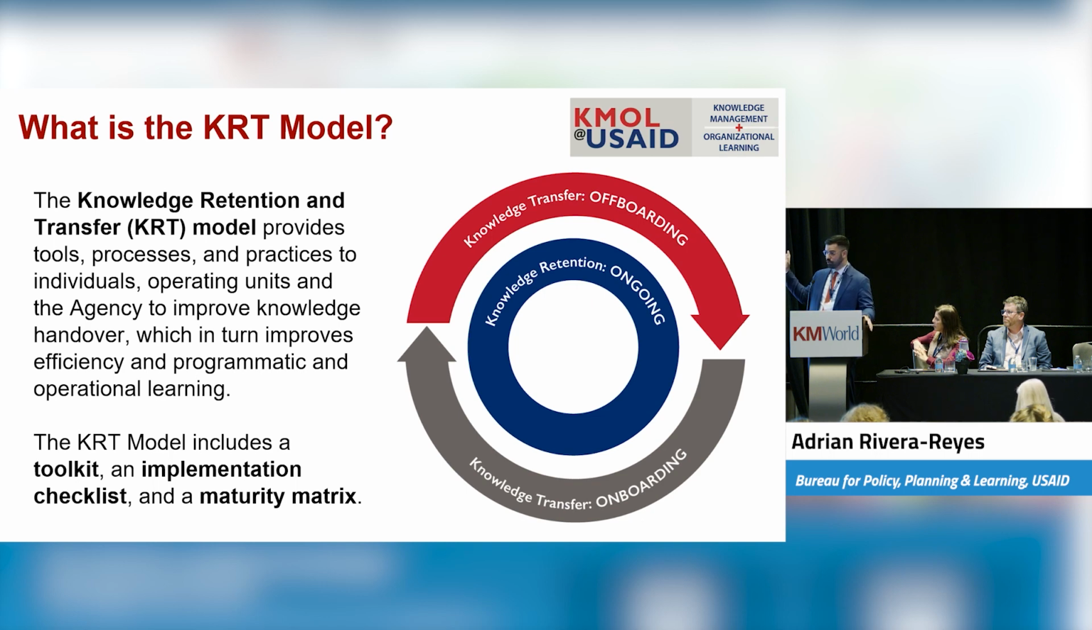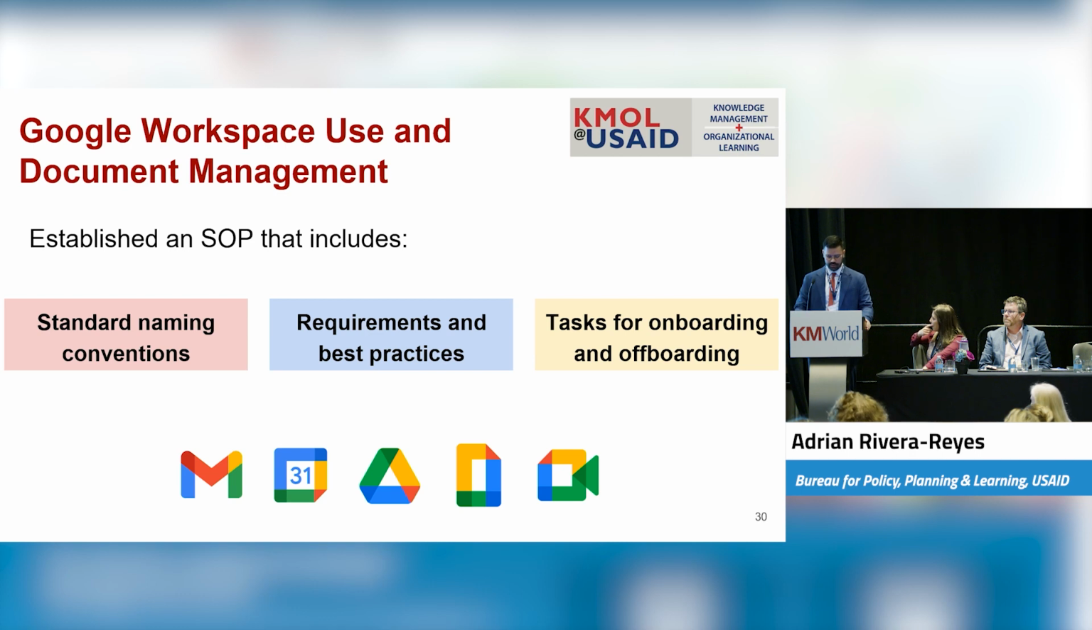The KRT model includes a toolkit, so there's a collection of tools, about 9 or 10 there, an implementation checklist, and a maturity matrix, specifically on KRT, not knowledge management. And these are the three main phases as to how we divided the model itself. The two transfer phases with the external arrows, offboarding and onboarding, and then the blue circle in the middle, the ongoing phase, which we've labeled the knowledge retention phase, right? Everything else that happens outside of people coming in and out of a specific post. And all of these resources are actually available to the public, and we'll share the site at the end of the presentation as well.